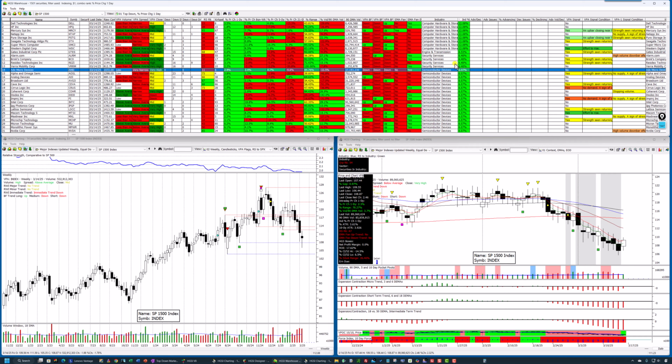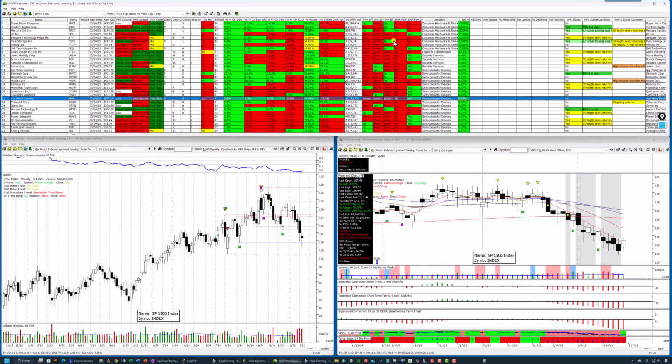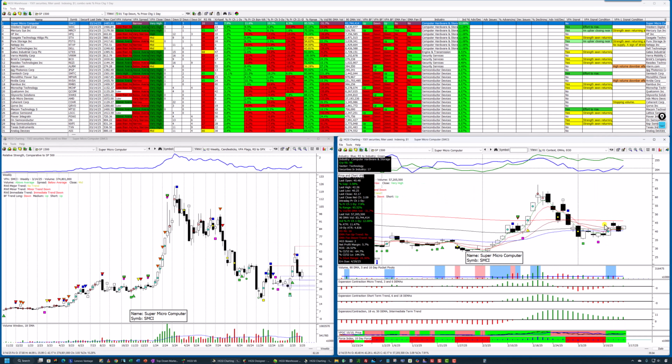If you want to see which ones close the strongest, all you have to do is go in here and type in the word range. Sort. And now we go to computer hardware and you look down at this range column. It shows which ones close the strongest. Supermicro, notice that it crossed over 3 days ago. Let's bring it up. Still doesn't look that great, does it?